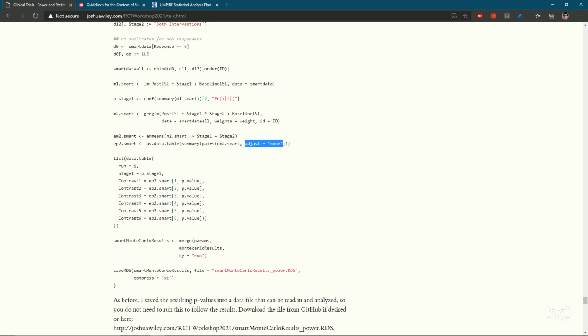I'm not doing any adjustment here. I've said adjust equals none because I don't want a multiple comparison adjustment, because for this hypothetical grant, we're really focused on this first contrast here.